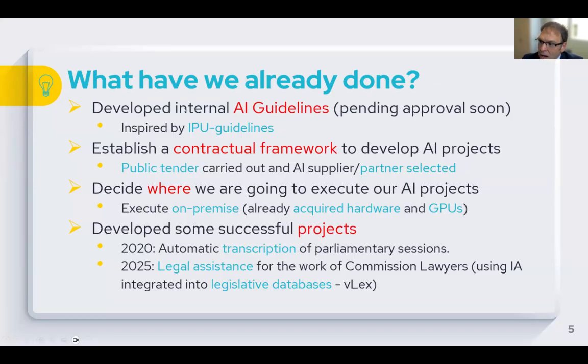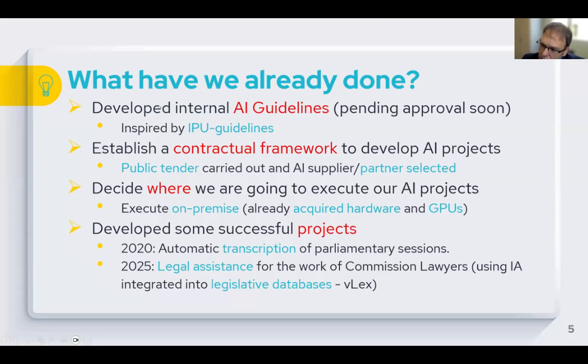We have developed our internal AI guidelines. They are pending approval. Hopefully, next week, our board in the Senate of Spain will approve our guidelines. Of course, inspired by IPU guidelines, which are very useful too. I recommend reading them if you haven't. In the maturity framework, I don't know if Andy mentioned it, at the end of the framework there is a matrix that matches the framework levels with the guidelines. It's a tool that is very useful for applying the guidelines using the framework. They are very interconnected.